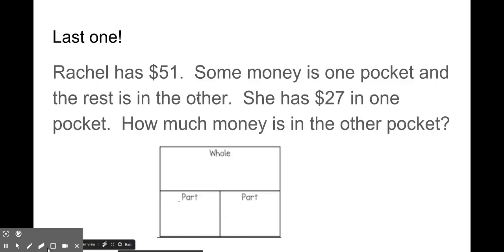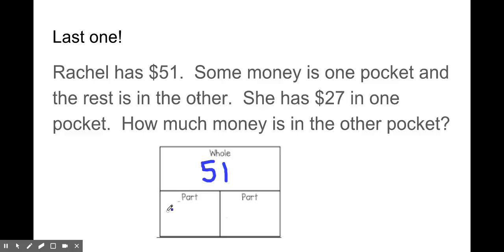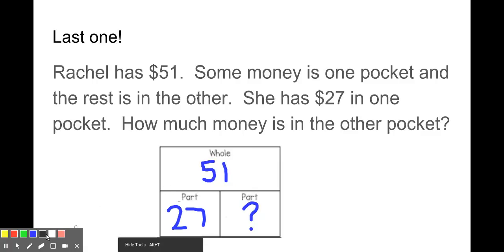Excuse me. Here's my part-whole model. So I can fill it in. I know that Rachel has $51 altogether, and I know part of that in one pocket is 27. And so the part that I don't know is what's in the other pocket. So when I know a part of this 51 and I'm looking for a missing part, then I can take the 51 and take the 27 out of it to figure out what would be missing.